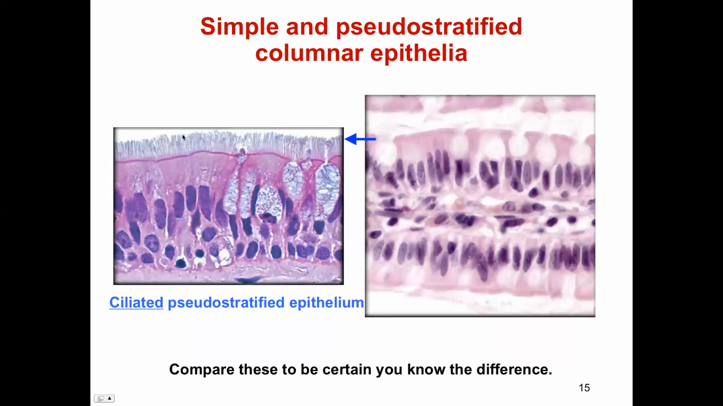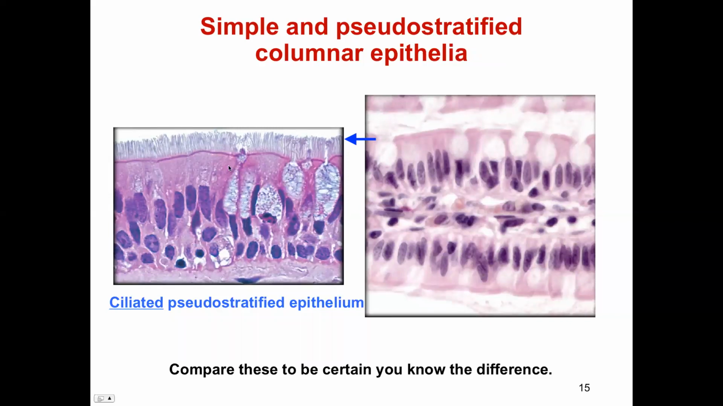Here, again, you have a simple columnar epithelium and a pseudostratified columnar epithelium. So here are the differences. You can see that this pseudostratified columnar epithelium actually has cilia on it, and very often it does.